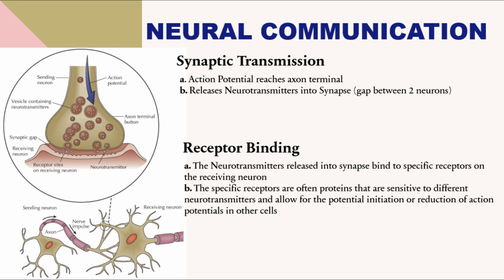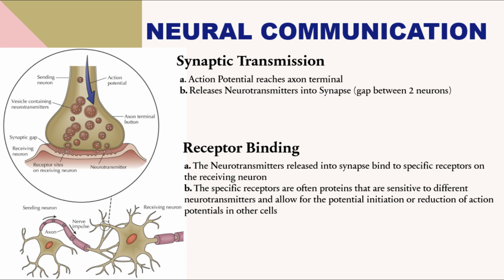When an action potential reaches the axon terminals, it triggers the release of neurotransmitters from synaptic vesicles into the synapse, which is the small gap between the axon terminal of the presynaptic neuron and the dendrites or cell body of the postsynaptic neuron or the target cell. Neurotransmitters released into the synapse bind to specific receptors on the membrane of the receiving neuron or target cell. These receptors are often proteins or protein complexes that are sensitive to the particular neurotransmitter.